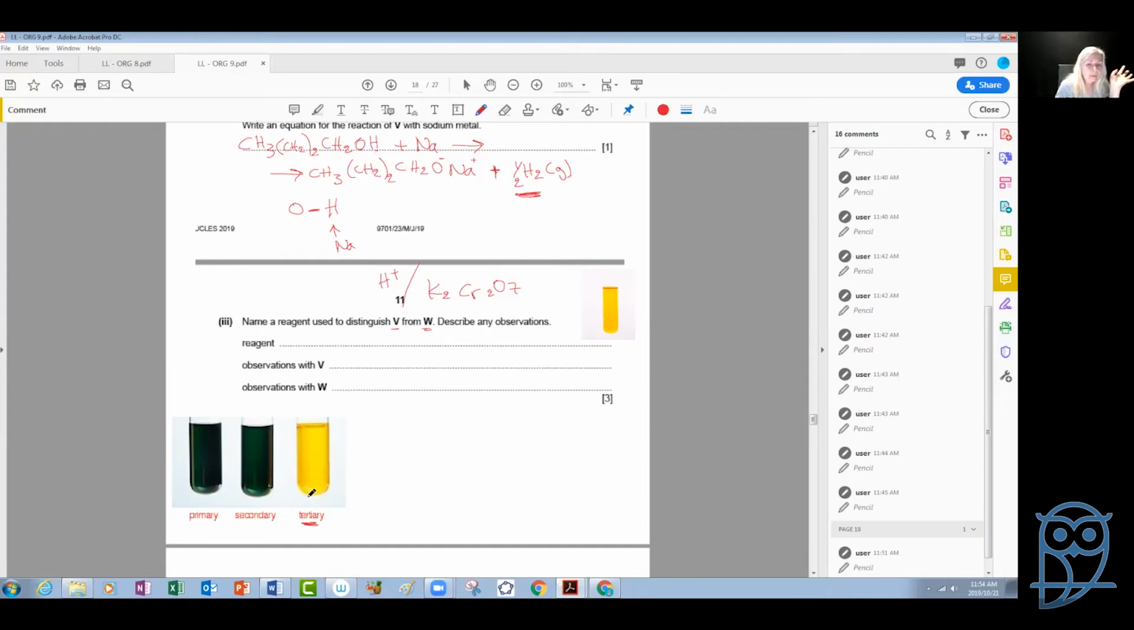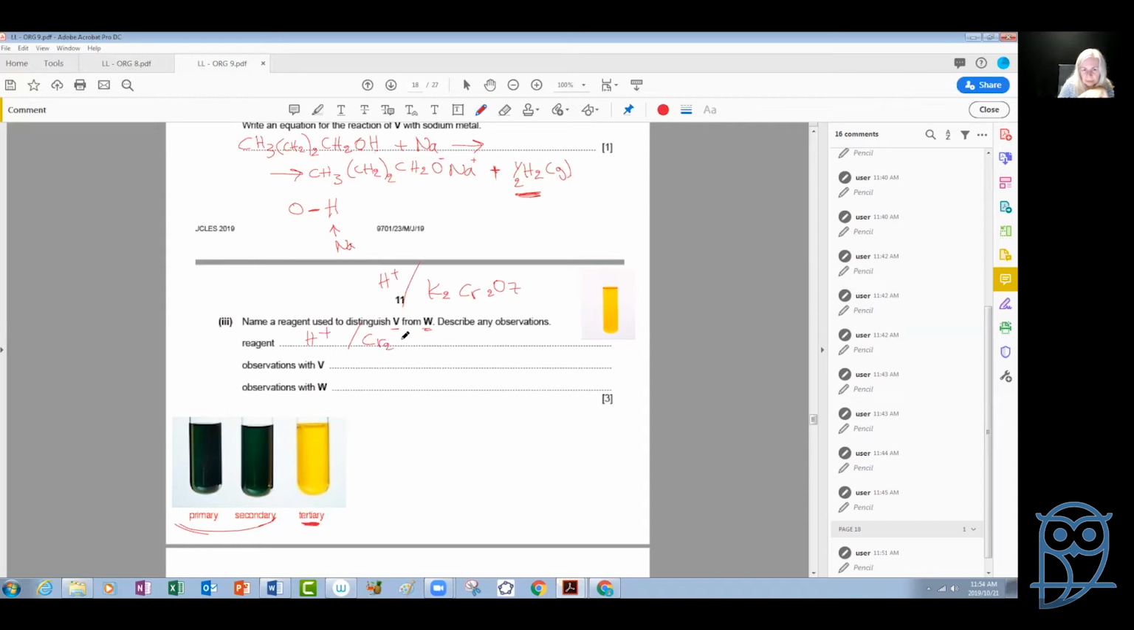So this is a way to distinguish if an alcohol is tertiary from the other two, which could be primary or secondary. So name a reagent used to distinguish between W and V, describe any observations. So the reagent is the potassium dichromate, but acidified though, acidified.